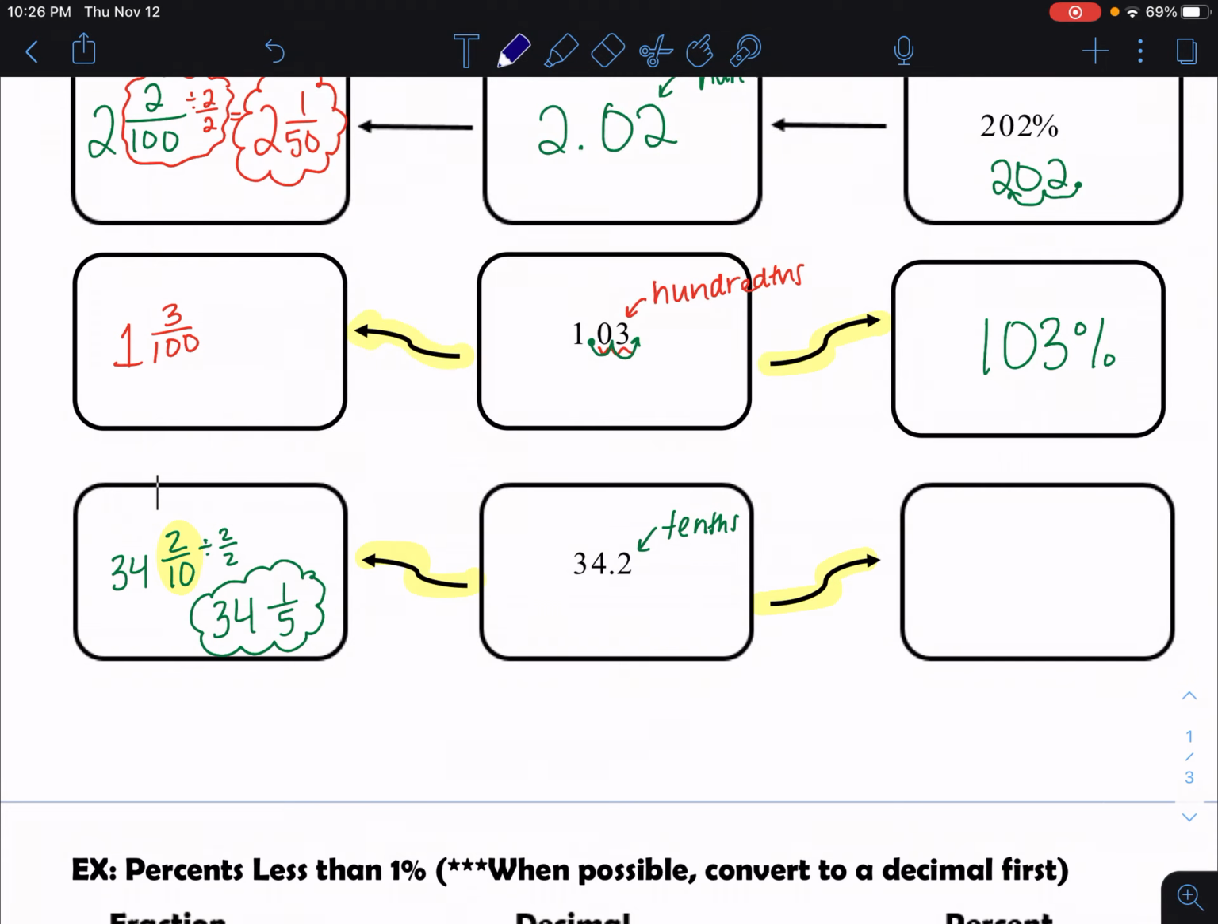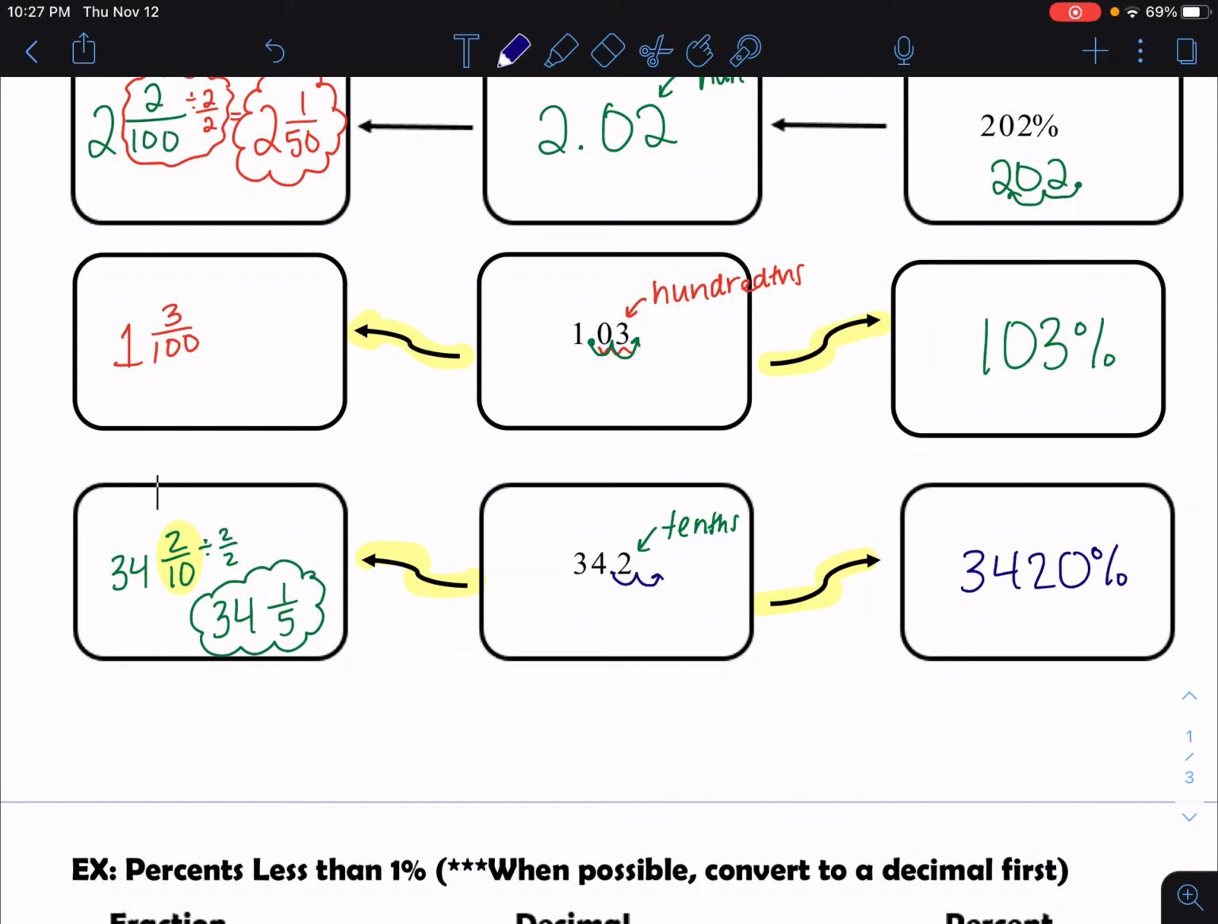To go from a decimal to a percent, I'm going to move the decimal 2 places to the right. So 1, 2. So this becomes 3,420%. So that's a really big one.